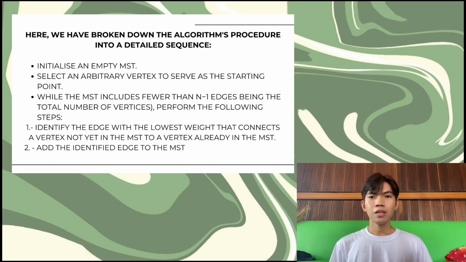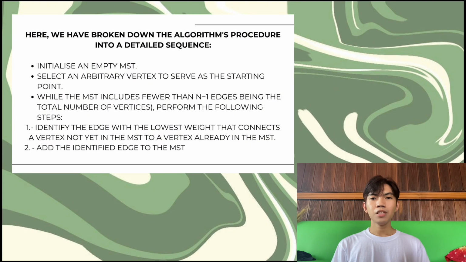Now let's break down how Prim's algorithm works step by step. First, start with any node. This is completely arbitrary, so pick your favorite. Let's start with node A. Second, add the smallest edge connected to your tree. From A, we'll choose the edge with the smallest weight.